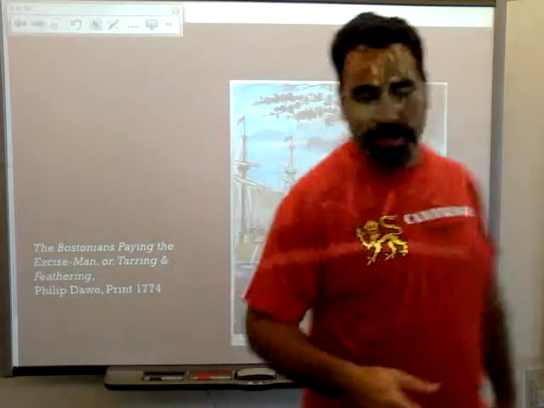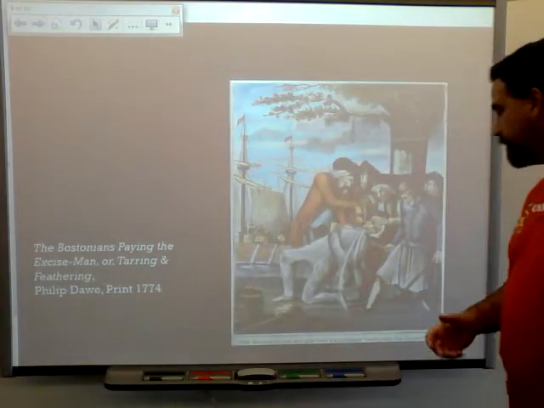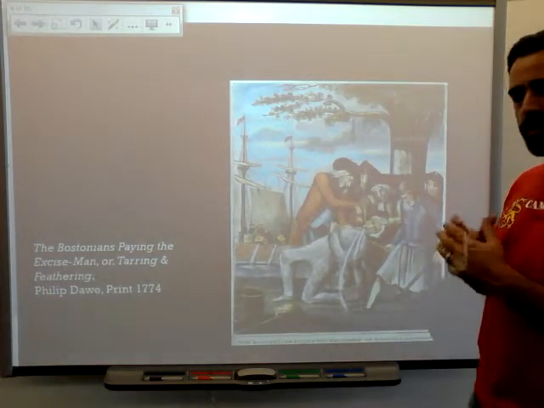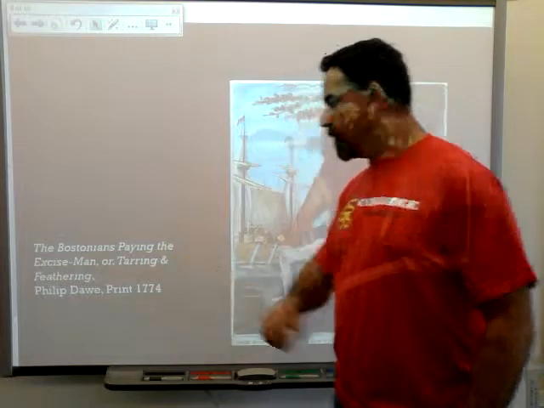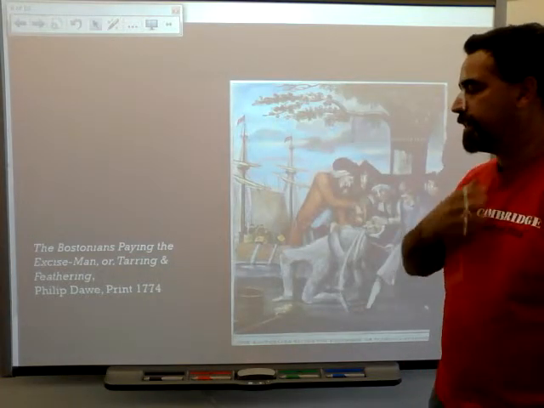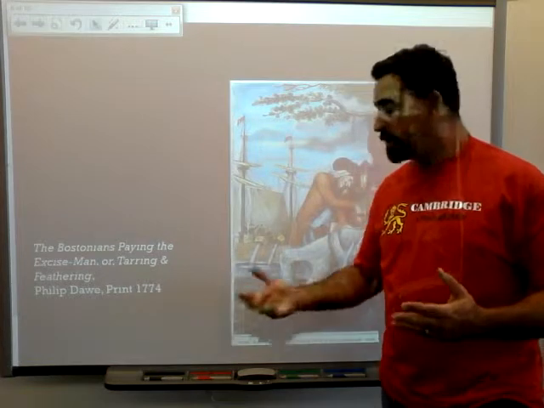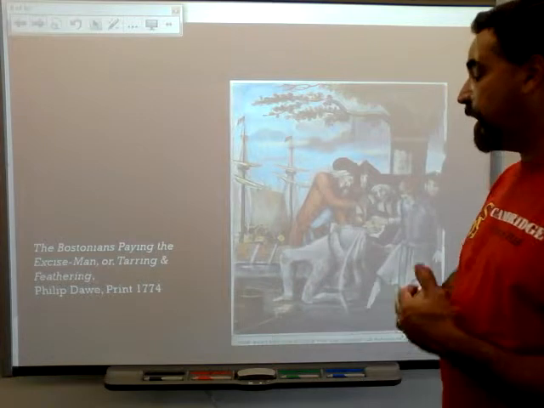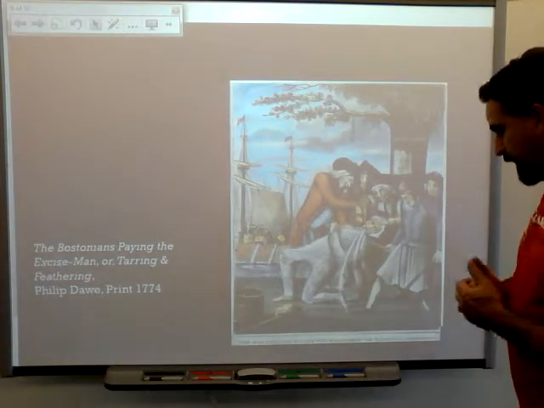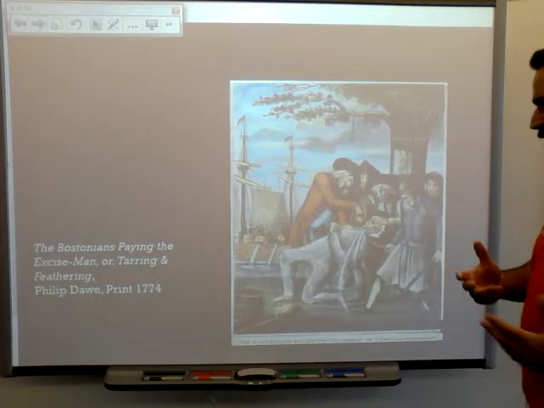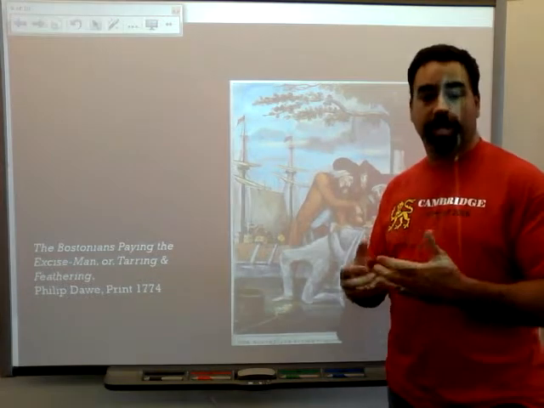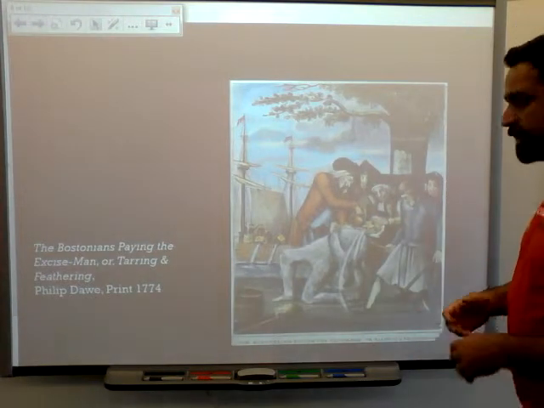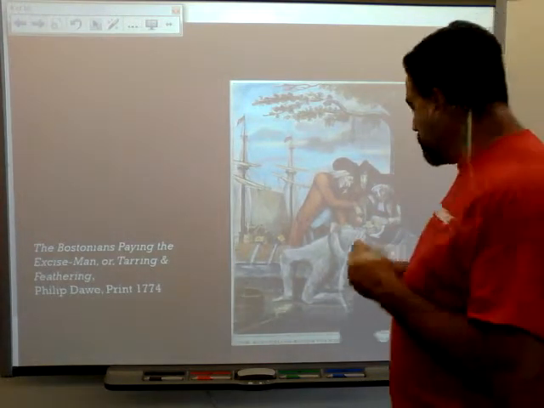In this case, this is a representation of one of these tarring and featherings. Again, this is a document. I want to take a look at it, and I want to go right to the source. This is a source called the Bostonians Paying the Excise Man, or Tarring and Feathering. This is a print by an English printer by the name of Philip Dawe in 1774. His depiction is actually of an actual tarring and feathering. The fellow here was a loyalist tax collector by the name of John Malcolm.